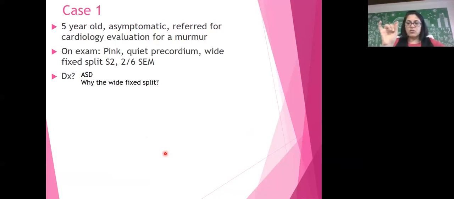You put your stethoscope at the second left intercostal space. You let the patient breathe normally. And you'll continue to hear the split in inspiration and expiration, right? It'll be the same. You don't have to ask him to breathe deeply. Let him breathe normally. But the difference between that split that you hear will remain constant. Now, why is it fixed and wide?